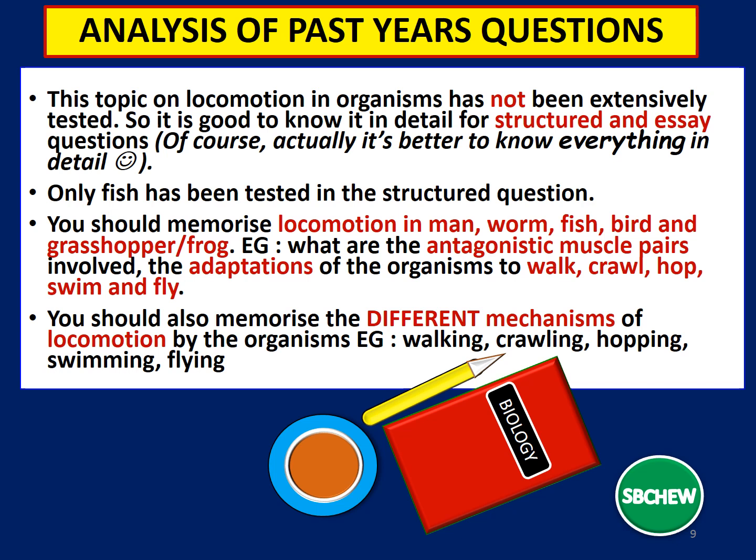Lastly, you should memorize the different mechanisms of locomotion by the organisms. For example, we have discussed walking and crawling. And hopping, swimming, and flying are the other mechanisms of locomotion.